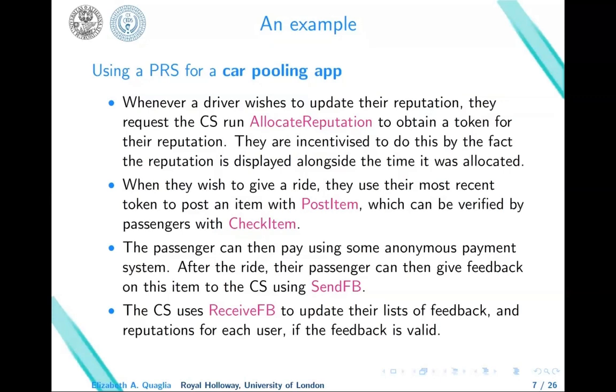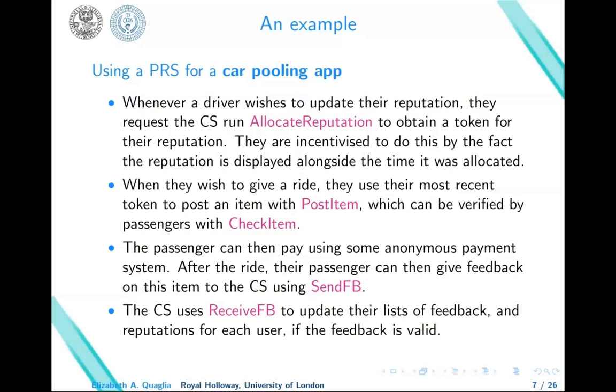So the driver does this, and when they want to give a ride, they use this token to post the item, where the item is the ride that they can offer. And this can be verified by the passengers with check item. This ride is selected by a passenger who needs it. And once the ride is over, the passenger can pay. Let's assume using some anonymous payment system. And after the ride, they can provide feedback on the item, using send feedback as the algorithm.